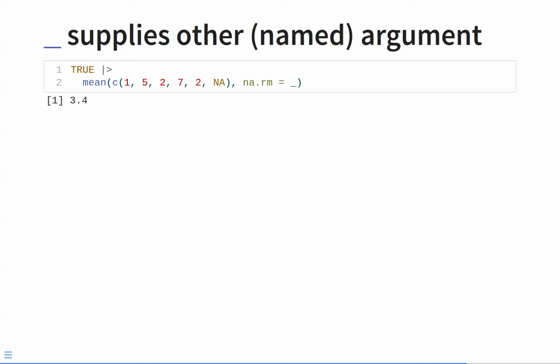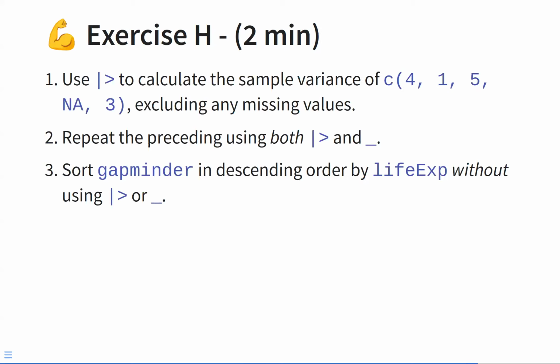So in my function call, I write na.rm equals underscore. What that means is that the pipe is going to realize anything before the pipe is being pushed into the function where the underscore is. So in this case, the line of code on the slide is going to supply TRUE to na.rm, giving us exactly the same result we had on the bottom half of the previous slide. And here is another short exercise for you to experiment with the pipe and the underscore.